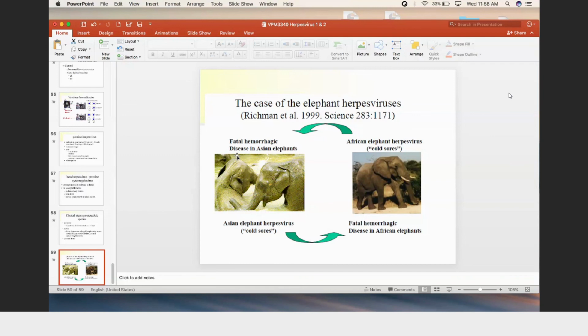Okay, I don't want to take your time here, but we don't have much time. For this one, just remember BHV, Marek's disease, and pseudorabies. Remember that these three viruses are under herpes. Poxviruses I haven't covered yet. Not much time left.